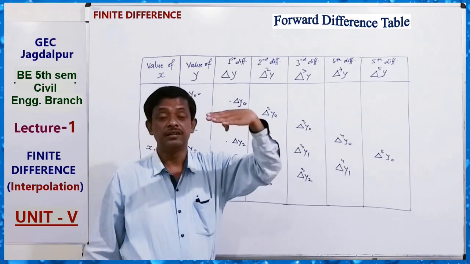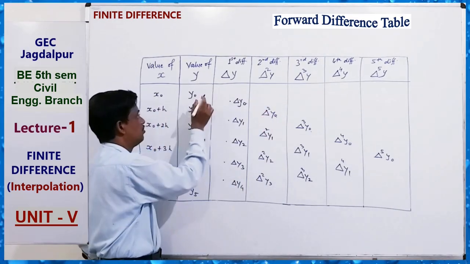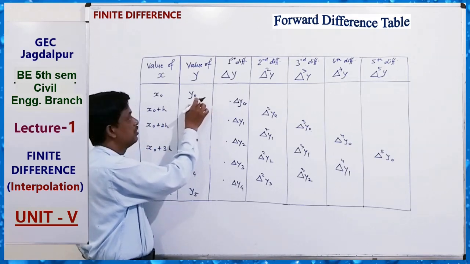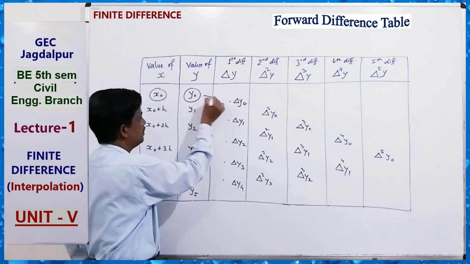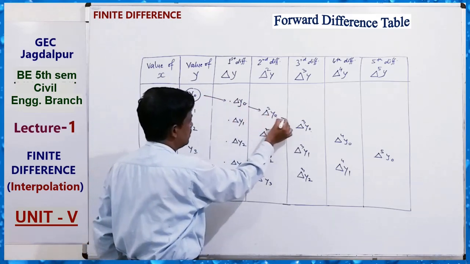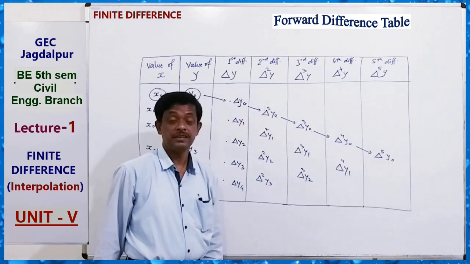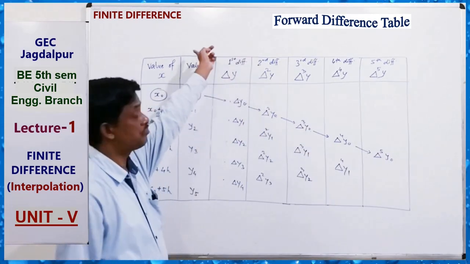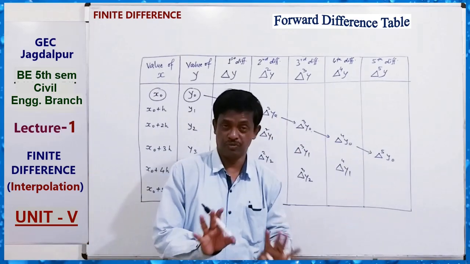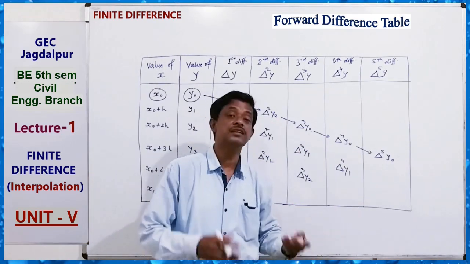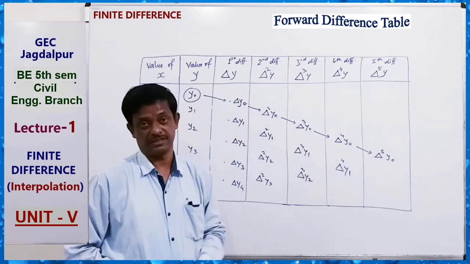In this line, starting from the first difference, all the higher order differences, first, second, third, fourth, fifth order differences, these are the leading differences, and this is the leading term. Called what? Leading term. Leading means for the forward difference formula, these differences are useful. These differences are used. That's why these are leading differences.